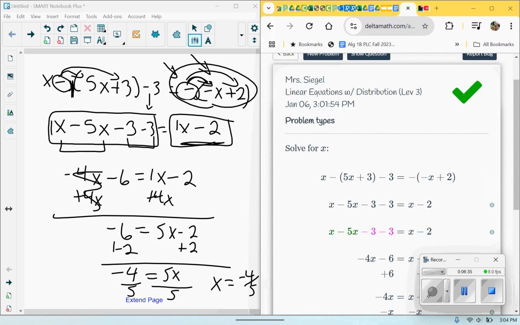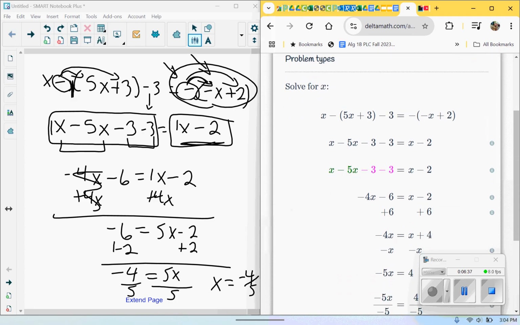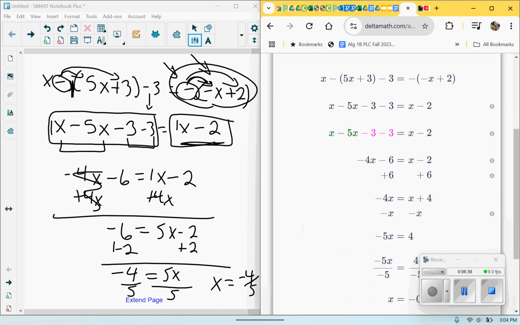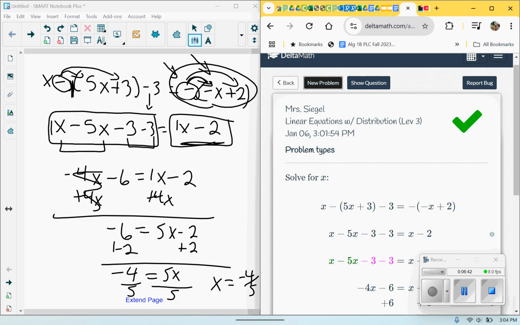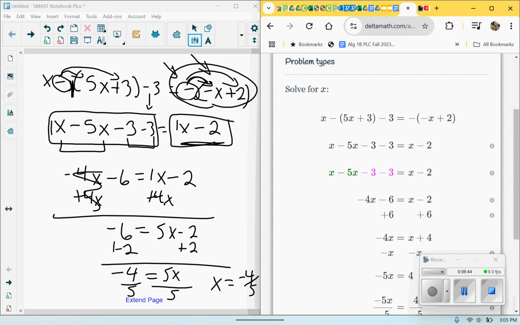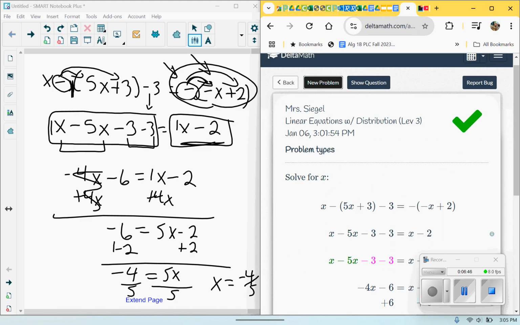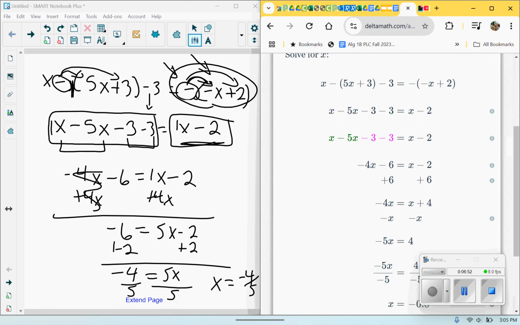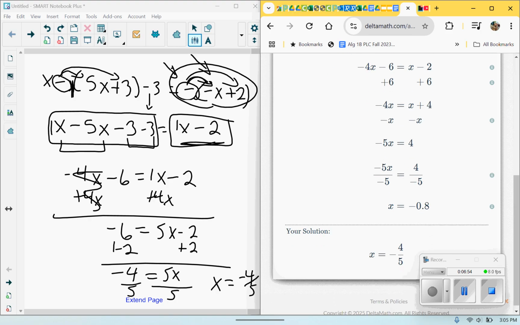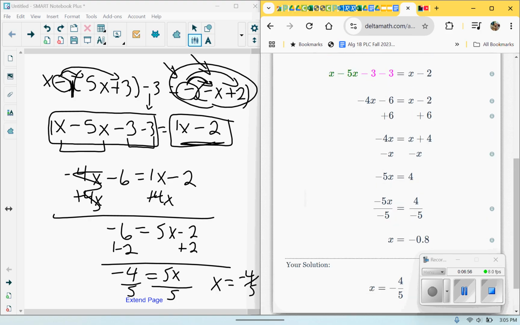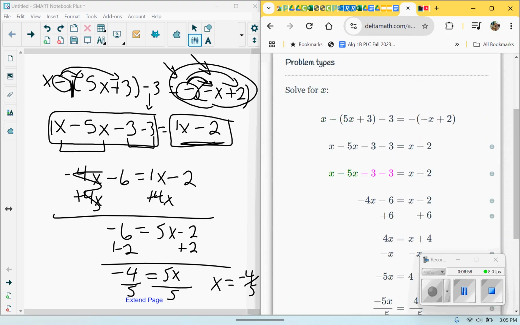And guys, I haven't brought this up before, but I wanted to show you, if you need an example on Delta Math, you have the option to do that. So up here, it'll say something like show example. You're more than welcome to do that. Also, if you get it wrong, it'll naturally go through the problem and show you how to get to the right answer. So I just wanted to throw that out there.